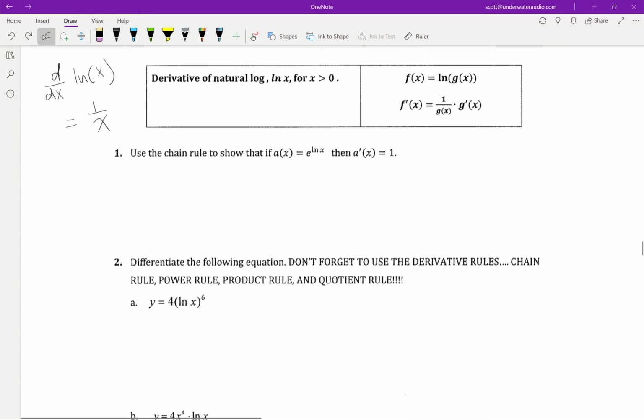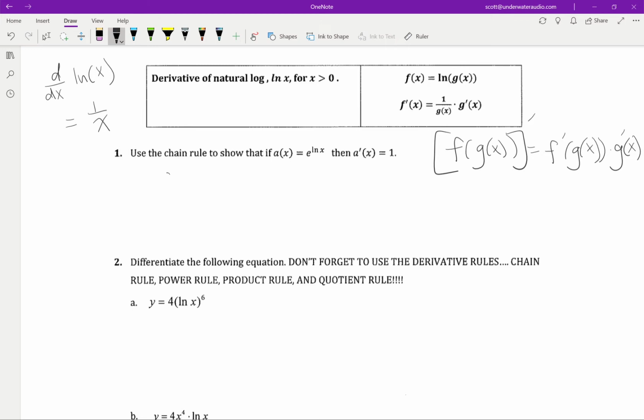So number 1 says, use the chain rule to show that if a of x equals e to the natural log of x, then a prime of x equals 1. Okay, so let's see how this is going to go. I want to use the chain rule. The chain rule says f of g of x, if I'm taking the derivative, that's f prime of g of x times the derivative of the inside.